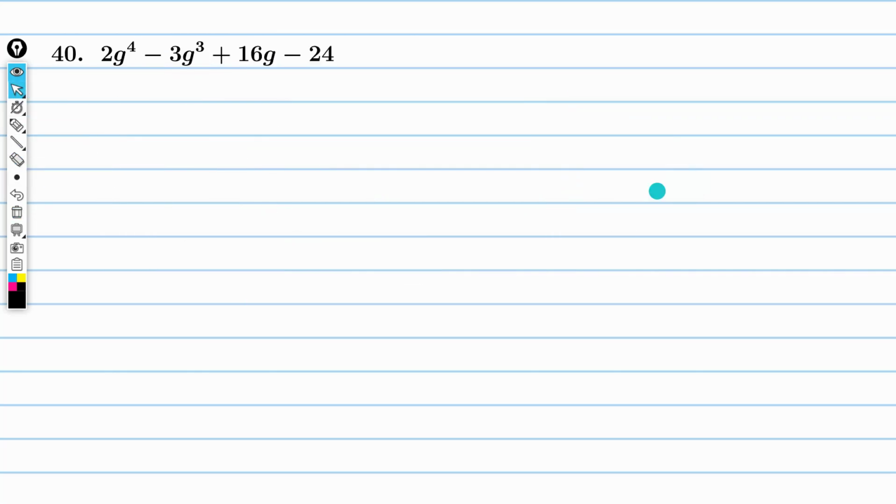Looking at 40, is there a common factor in all of these? And the answer is no. So let's take the first two. If I was to look for a common factor between those, I can come up with g cubed. So I'm going to write that down. And that's going to leave me with 2g minus 3. Now my second part is plus, so I know I need to have a plus. And so I'm going to go ahead and write that plus down.